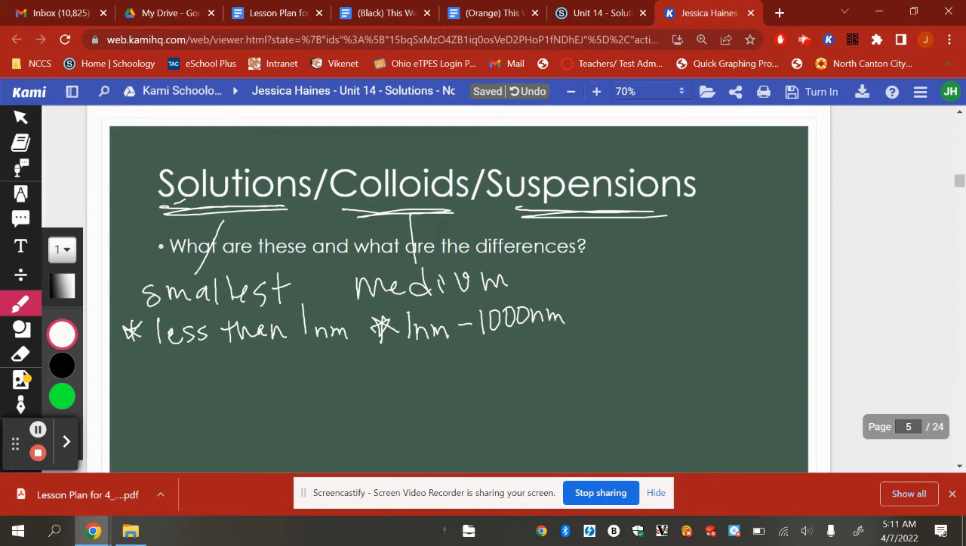And colloids are unique because, and we'll talk about this on the next slide, they scatter light when you shine a light through them. Whereas with a solution, they do not scatter light.